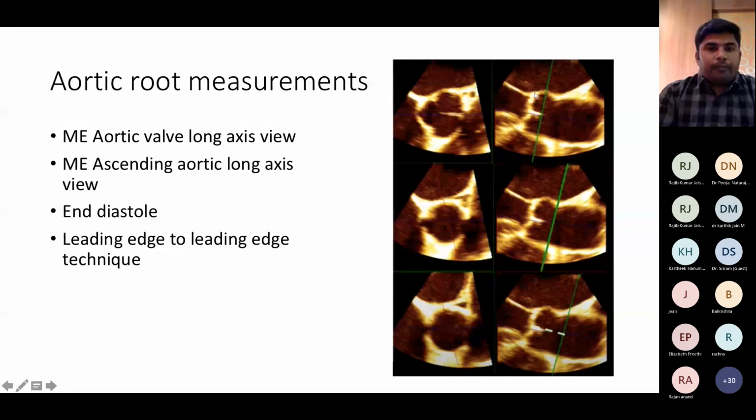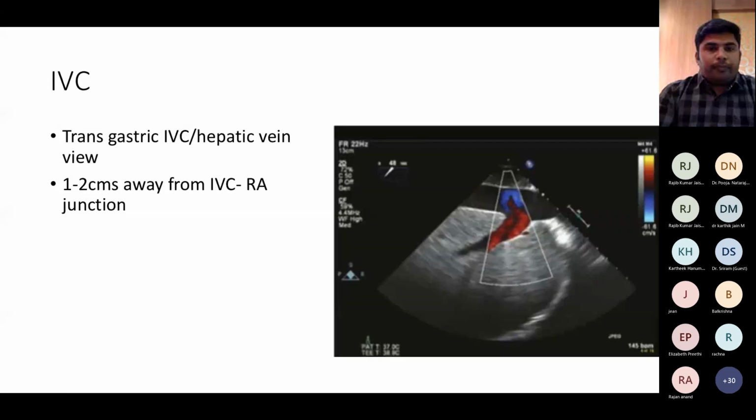For getting the IVC, the transgastric IVC view or hepatic vein view can be easily achieved by tracing the IVC from the mid-esophageal bicaval view, pushing the probe into the stomach, focusing on the IVC on the right side, and reducing the multiplane angle. To measure the diameter of the IVC, we should also be able to visualize the opening of the first hepatic vein. It should be measured 1 to 2 centimeters away from the IVC-RA junction, precisely distal to the first hepatic vein.